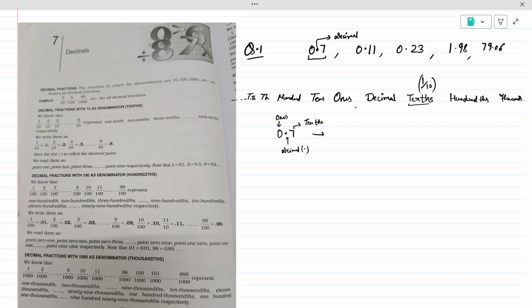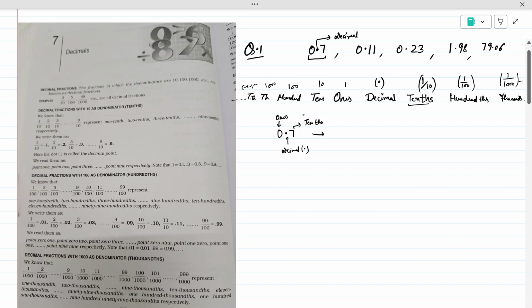Like in the case of ones we have 1, in the case of tens we have 10, then 100, 1000, 10,000 and so on. Similarly, the place of the decimal is represented with a dot. Then we have a tenth, 1 by 10, hundredths which is represented with 1 by 100, then thousandths which is represented by 1 by 1000 and so on.